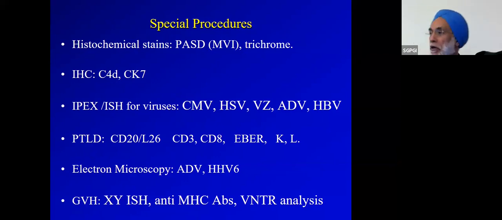C4D in our hands is routine, but that's because of our academic interest. Of course, the incidence of ABMR in our program is also low. We maybe see less than 10 cases a year.